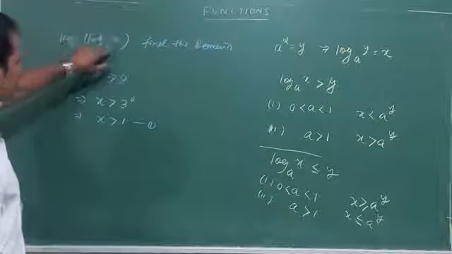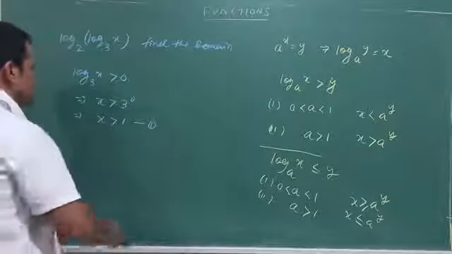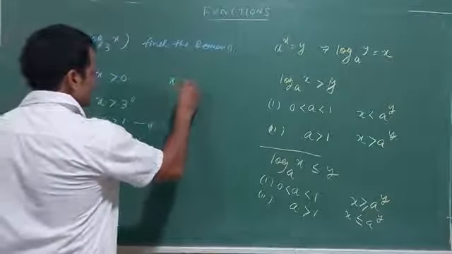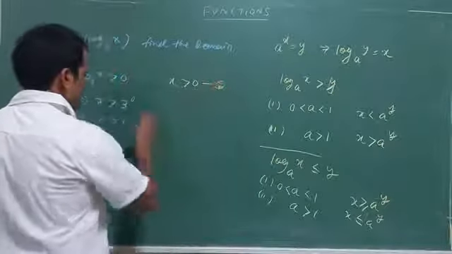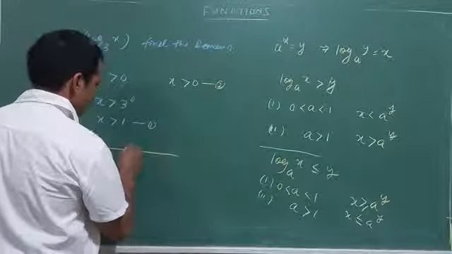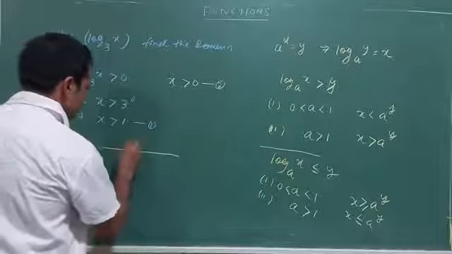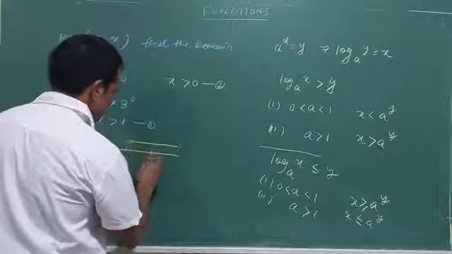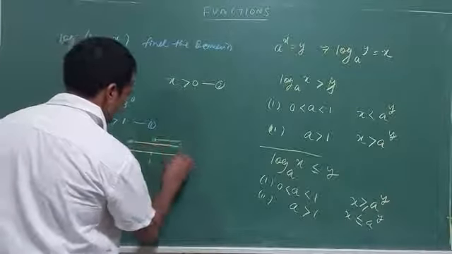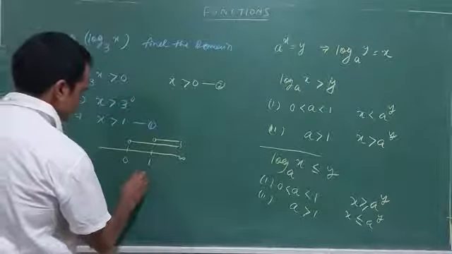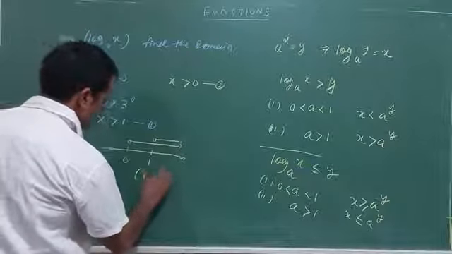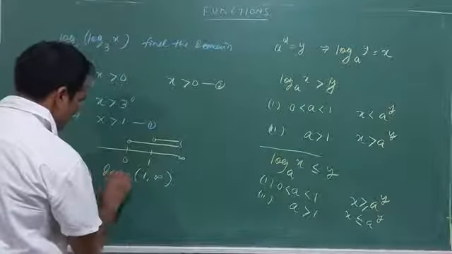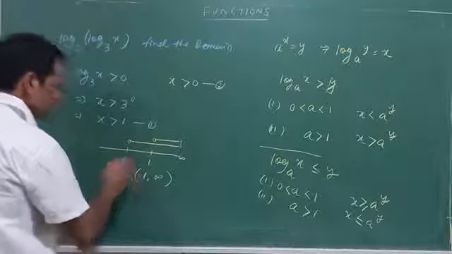What is the base here? 3. That means x must be greater than 0. Second condition: x should be greater than 0. Condition number 2. I will combine both the conditions in the number line. One is telling greater than 0, one is telling greater than 1 to infinity. This is the overlapping condition. So the domain is 1 to infinity. Alright?